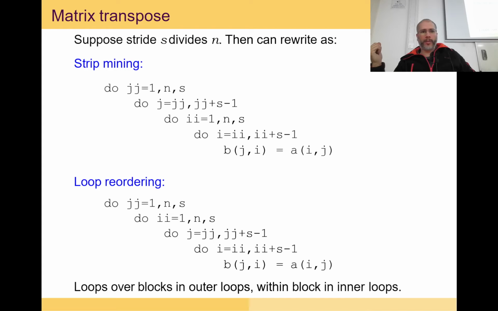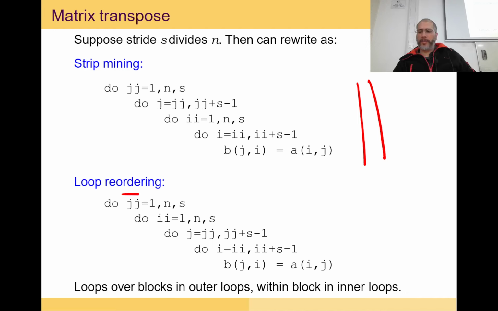So here's actually the code of how you do it. I'm not going to go into the details of this, so I'll let you figure it out during the break that I'll give you. So what we have done is the first one is the actual transpose without using the idea of blocks. And in the second case, we have reordered the loops.